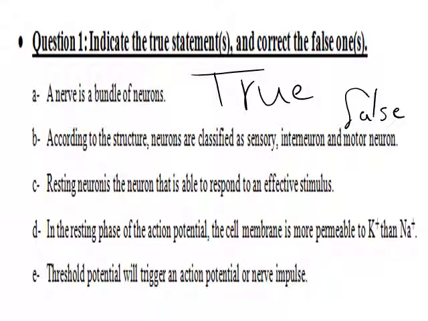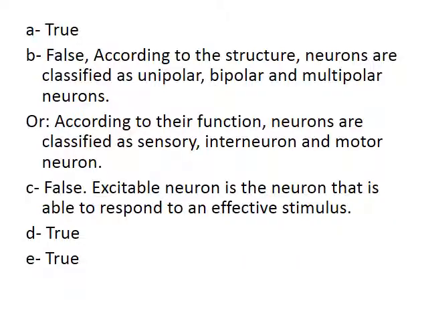This is false. A resting neuron is the neuron that's able to respond to an effect. No, this is called an excited neuron. In the resting phase of the action potential, the cell membrane is more permeable to potassium than sodium. This is true. And finally, the threshold potential will trigger an action potential on nerve input. This is true. So false according to the structure: neurons are classified as unipolar, multipolar, or bipolar neurons, or according to their function, they are classified as sensory, interneuron, or motor.